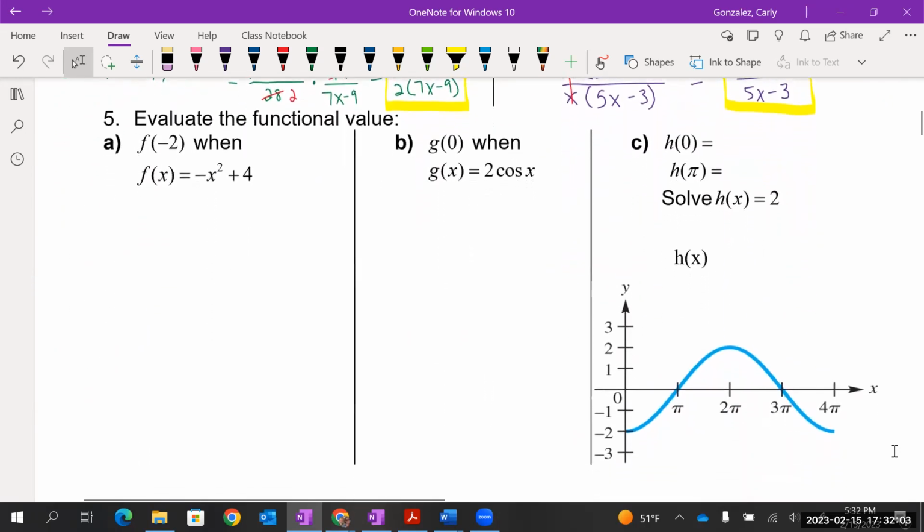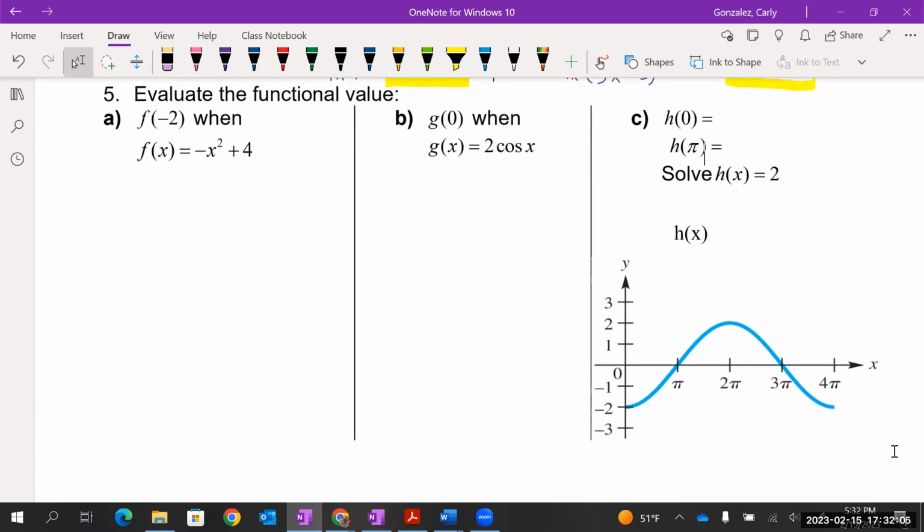Okay, we're going to switch gears now, and we're going to look at function notation. So we're going to explore functions in different capacities. But first, we want to look at this notation. So first of all, for part A, we're going to evaluate this f of negative 2. So notice the language, f of negative 2. So this is function notation, and they're telling us the function f of x equals negative x squared plus 4.